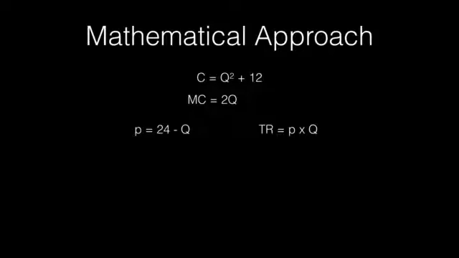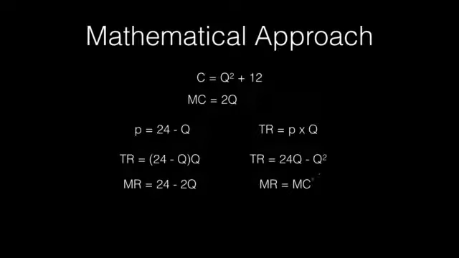We are given our demand curve, so here's our demand function. Price is equal to 24 minus Q. And we also know that total revenue is equal to P times Q. So I take P and multiply by Q. So 24 minus Q multiplied by Q. I multiply that through, and total revenue is equal to 24Q minus Q squared.